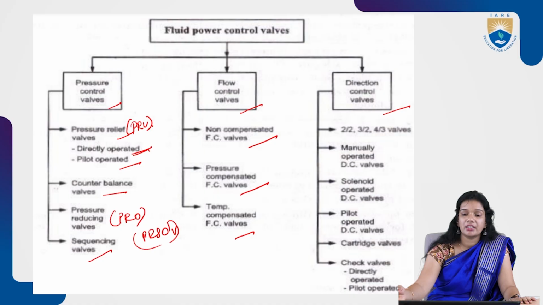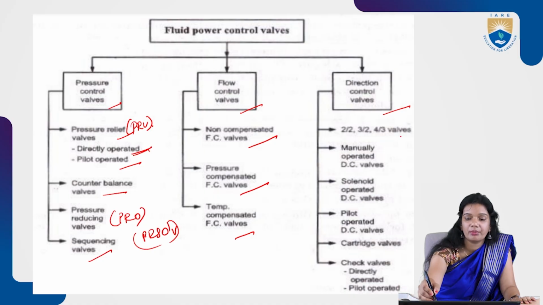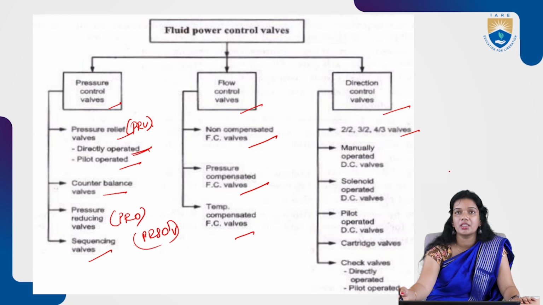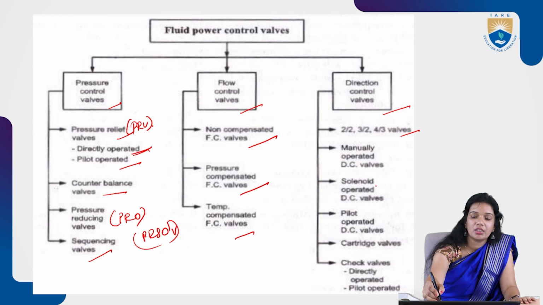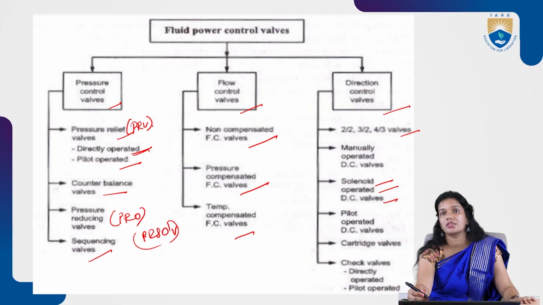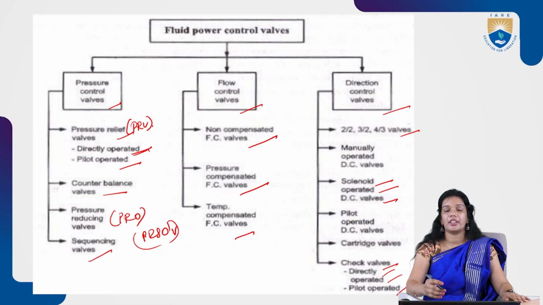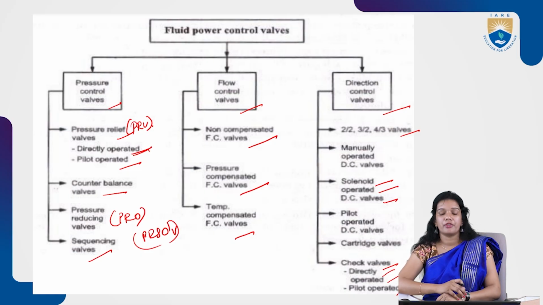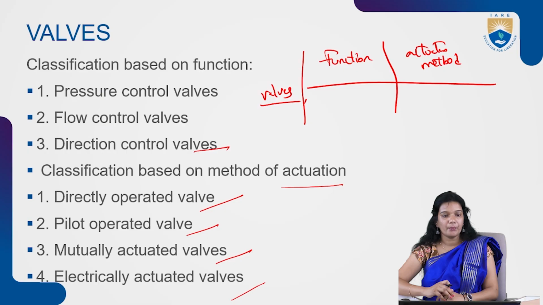Then we have directional control valves. In the directional control valves, there are 2x2, 3x2, and 4x3 valves. These are manually operated, solenoid operated, or pilot operated directional control valves, cartridge valves, and check valves, directly operated or pilot operated. So this is the flow chart that shows the classification based on the functions.